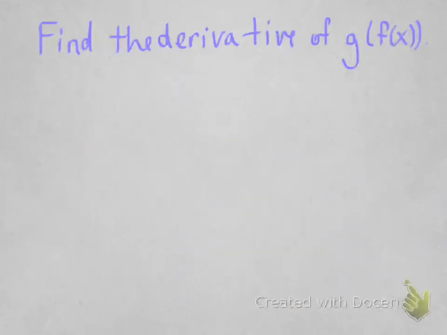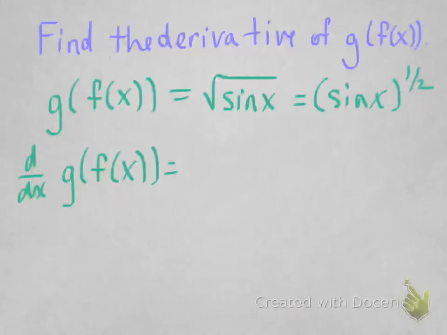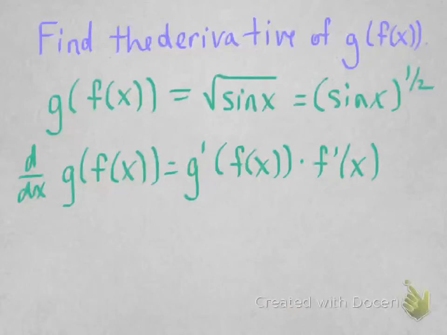Okay, so now let's find the derivative of g of f of x. I recommend trying that, pausing the video and coming back and seeing how you did. So g of f of x is the square root of the sine of x, which of course we can write as sine x to the 1/2. The derivative of g of f of x is now g prime of f of x times f prime of x, because the role of who's inside and who's outside has switched this time. So really be thinking about how the chain rule works.